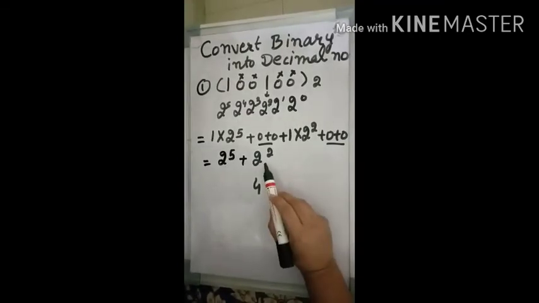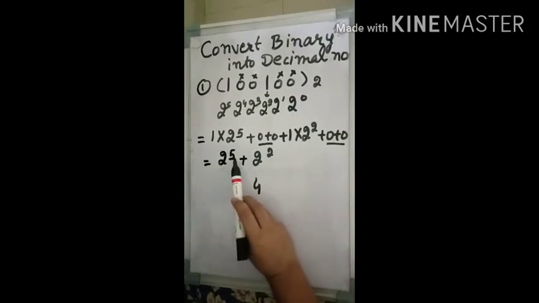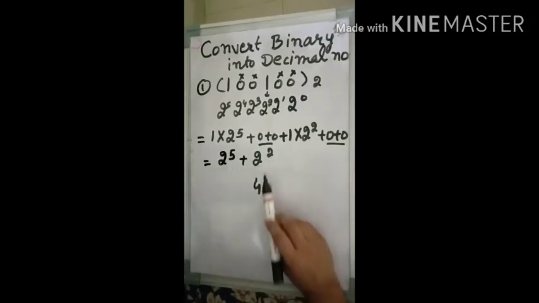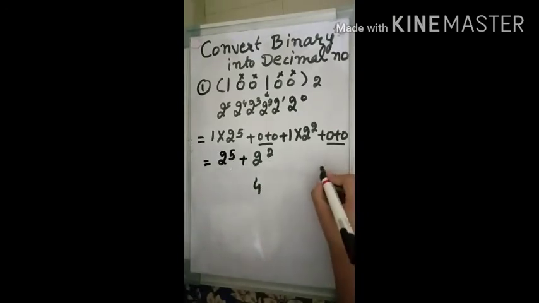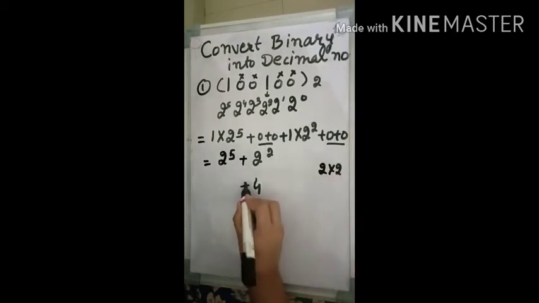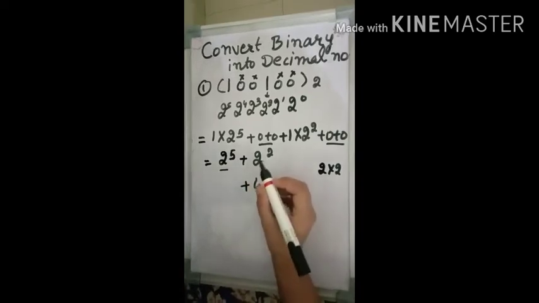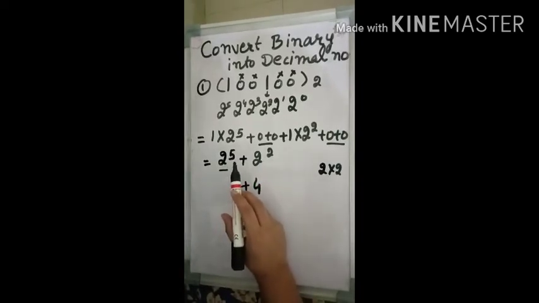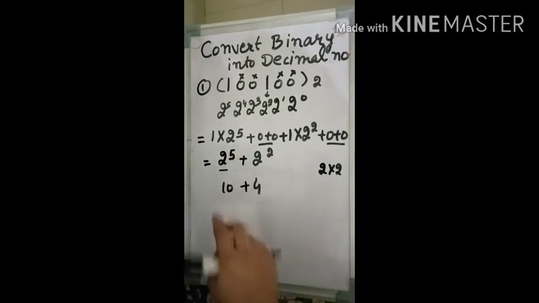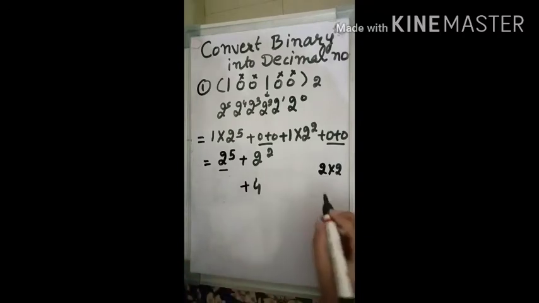So I have written 2 raised to power 2 and 2 raised to power 5. 2 raised to power 2 is 4. Why so? Because 2 into 2 is 4. Similarly, we are going to find out the number 2 raised to power 5. Many of you are going to write it as 10, since 2 into 5 is 10. No, this is the point where you are going to make the mistake. So how do you need to find this out?